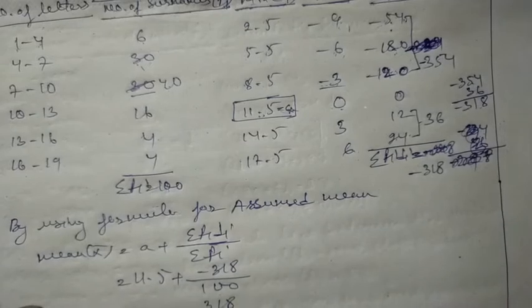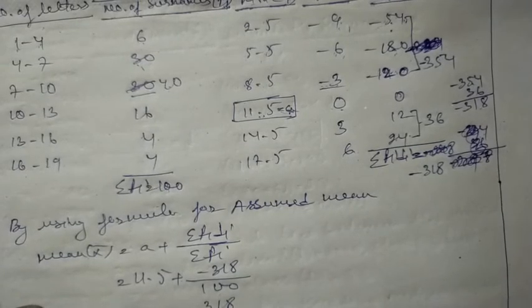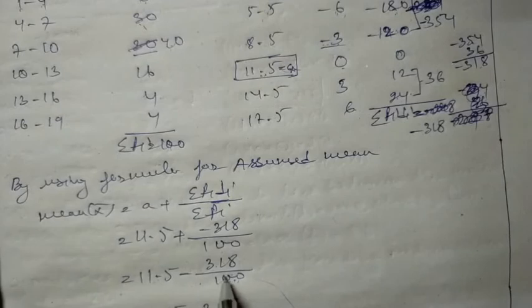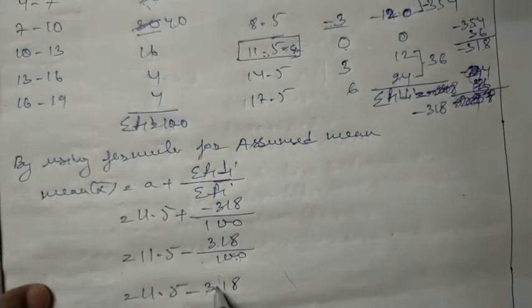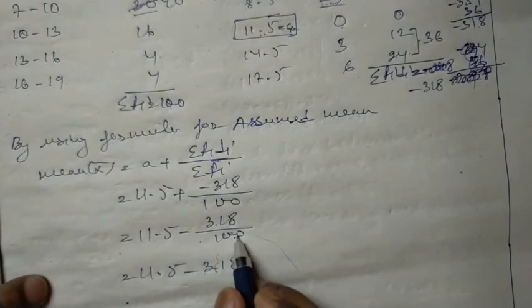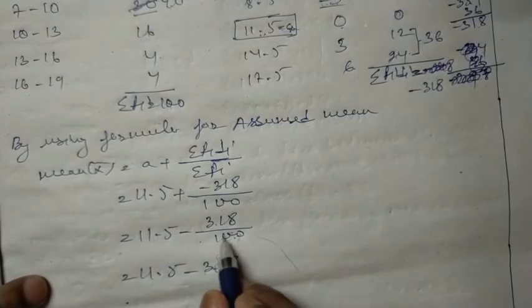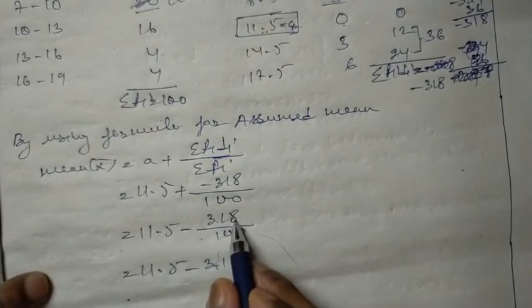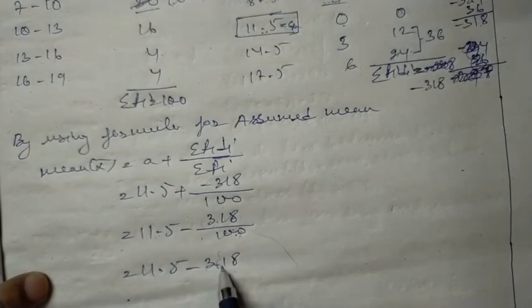So 3.18. We have to move to the left hand side 2 times. 1, 2. So the decimal will be over here. We have to move to the left hand side 2 digits, so the decimal will be over here. 1, 2 here. So 3.18.